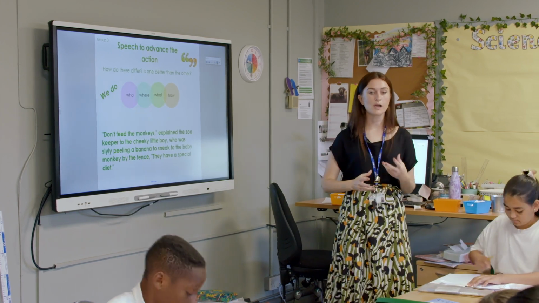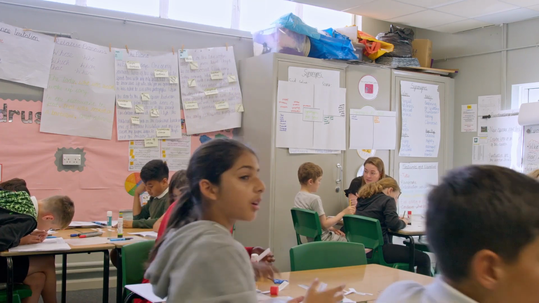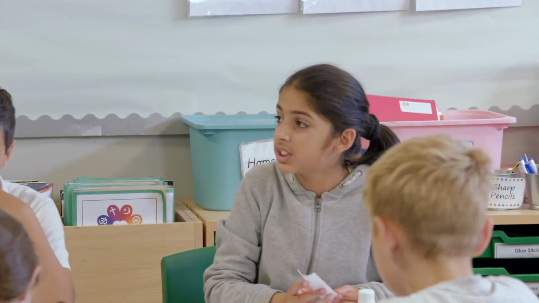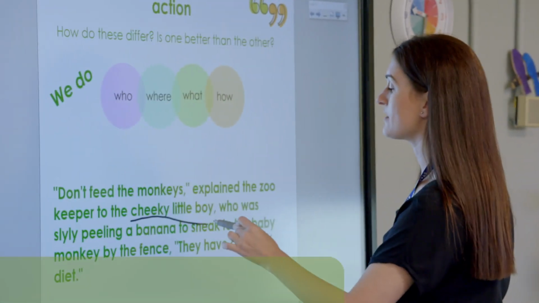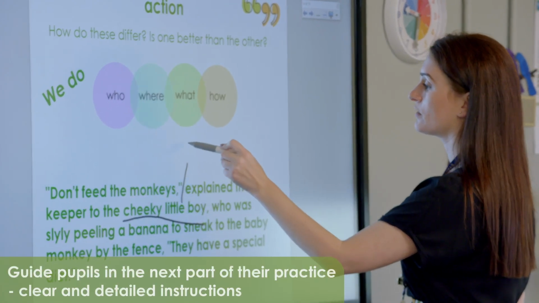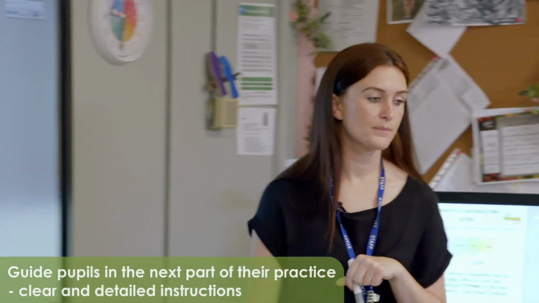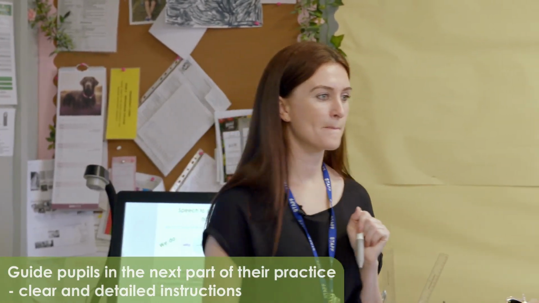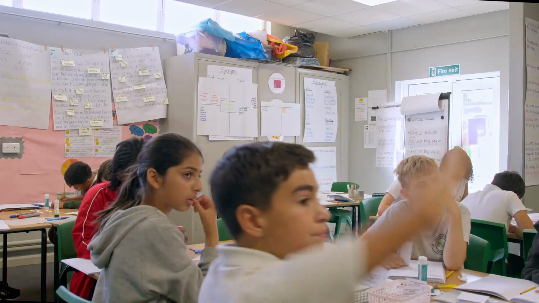A lot of description. Can we be specific with the description? Well done. So, I'm going to annotate this bit. I can see that he's speaking to the little boy, so I can see who he is speaking to. Do I know where he is? Or what he is doing? Or how he is talking?